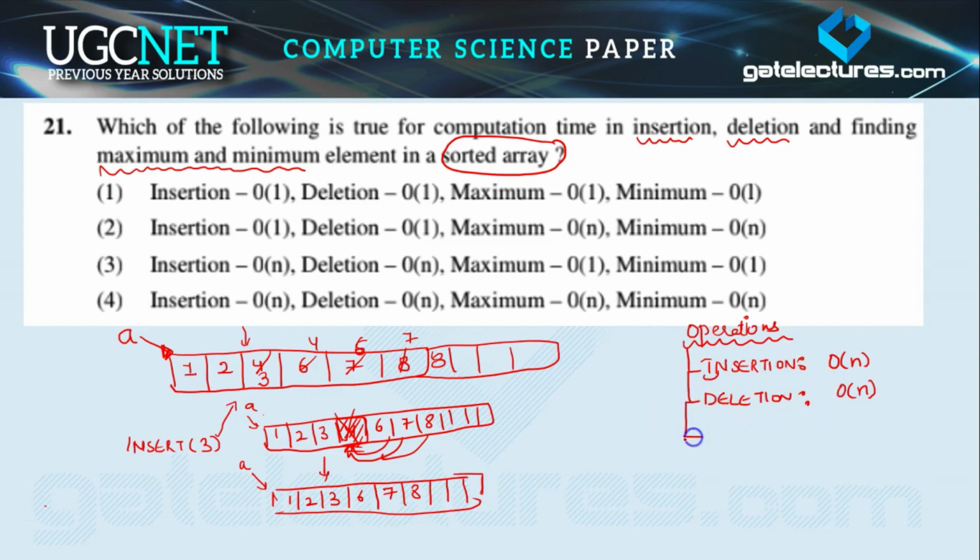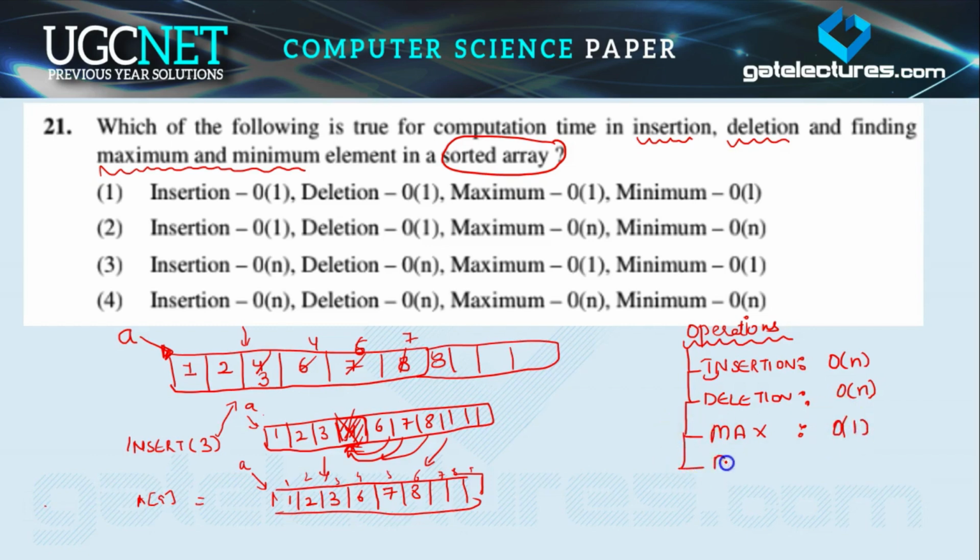Now the next one is maximum. Let's suppose this is the array 1, 2, 3, 4, 5, 6, 7, 8, 9. The size of the array is 9. Now in this array we want to find the maximum element. You know that this is a sorted array, so where should the maximum element be placed? In the last position, right? So you can easily go to the last position, access the element and find it. So it will take only order of 1 time.